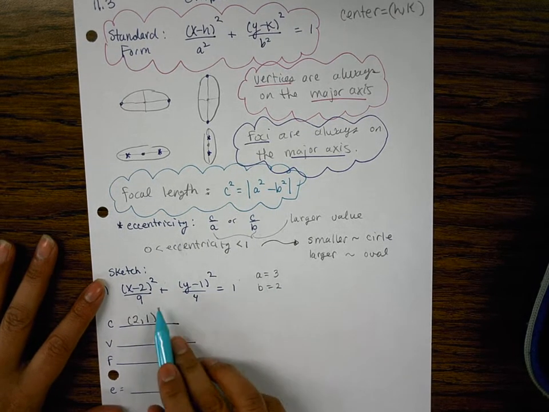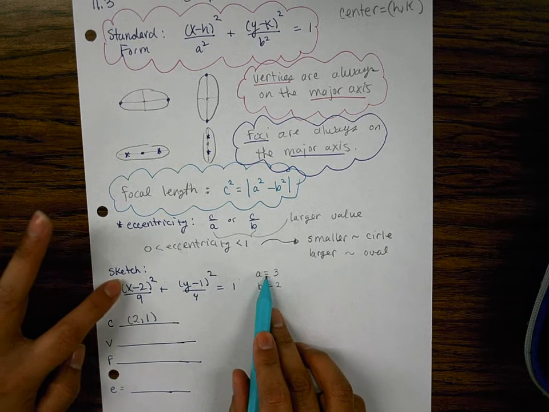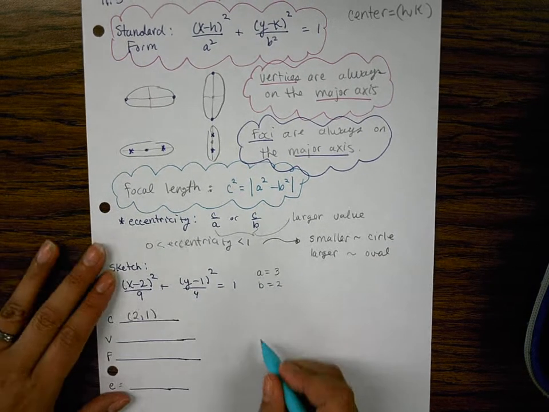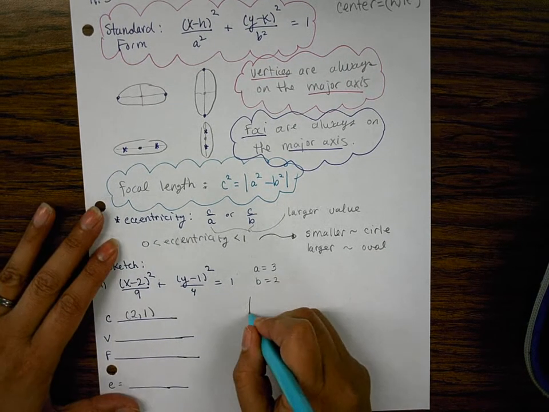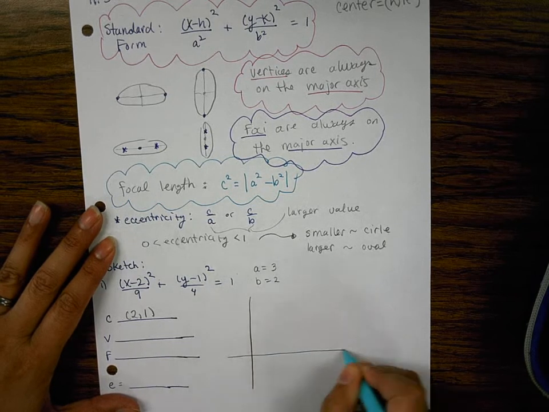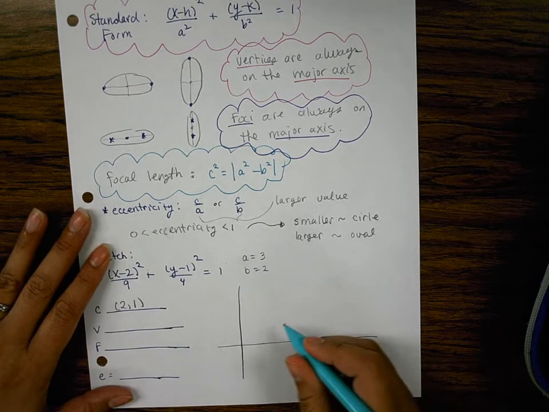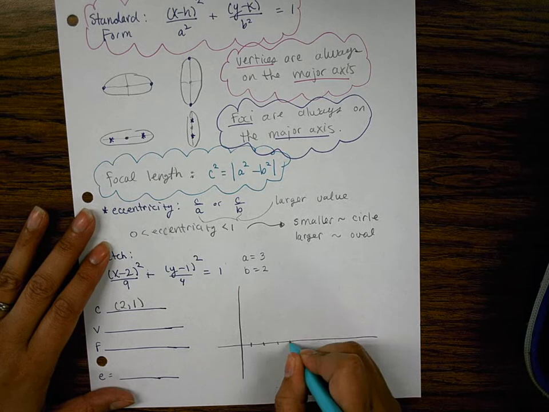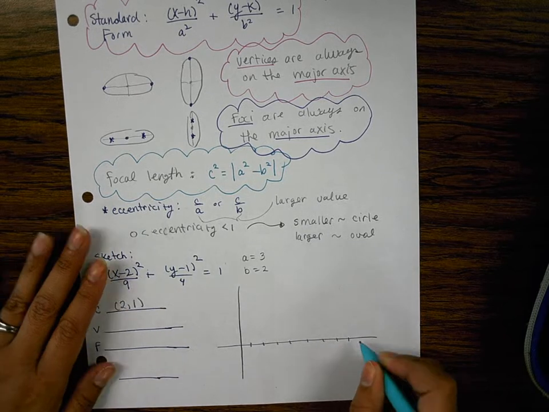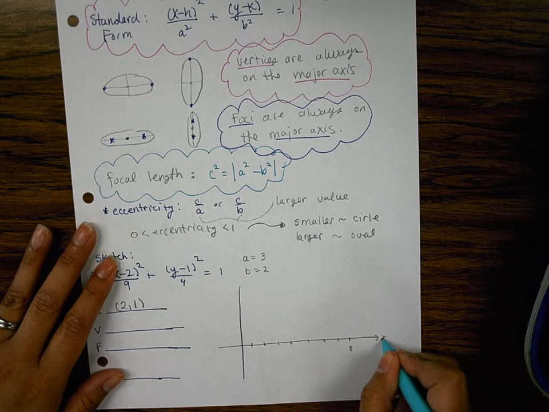First I'm going to find my a and b values. If a squared is 9, then a is 3. If b squared is 4, then b is 2. Does everyone see how I got a is 3 and b is 2? Square roots of the denominator. a is with the x value, b is with the y value.